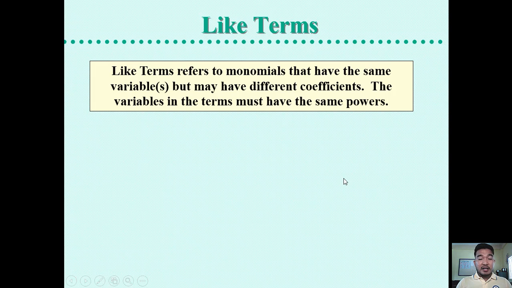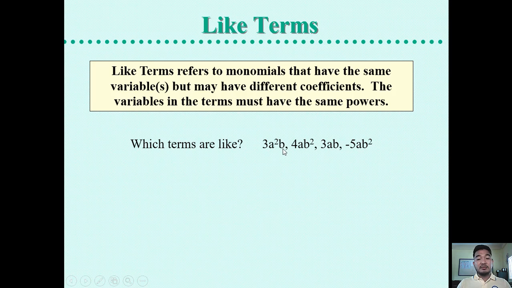Let us first have a recap on what like term is all about. Like terms refers to monomials that have the same variables but may have different coefficients. The variables in the terms must have the same powers. Yan yung sinasabi ko nung nakalipas na discussion natin. Ang mga terms na like terms, kailangan magkamukha ang kanilang variables at the same time magkamukha ang powers ng kanilang mga variables. Which terms are like?